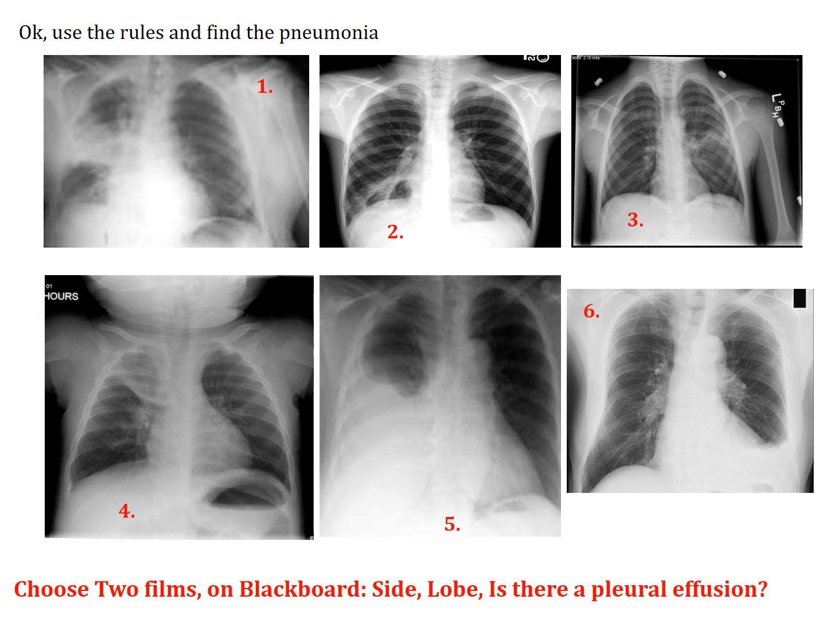I'll give you some more here to take a look at. So one thing that you can do now is do this and then choose two of them, go on Blackboard and tell us, where do you see it? Do you see it? What side is it? What lobe would you call it? And then do you think you see a pleural effusion?